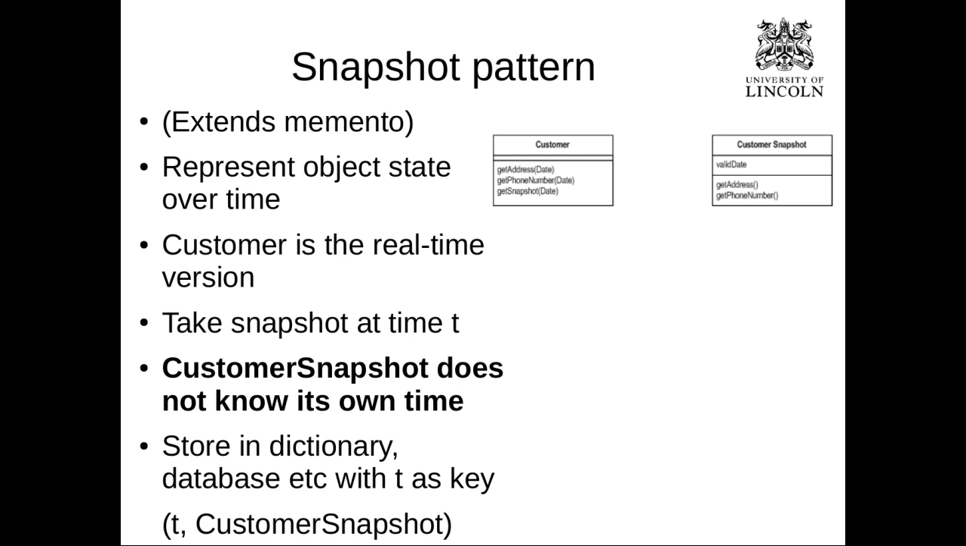Often you'll then want to take those snapshots and store them in a database or a hash table, some structure that enables you to quickly perform manipulations on them. And so again, it's useful to distinguish the customer snapshot from the timestamp so that you can use the timestamp as a key and the snapshot as the object being stored.